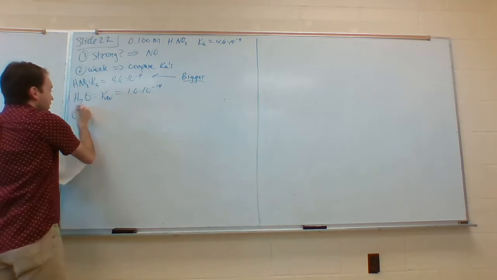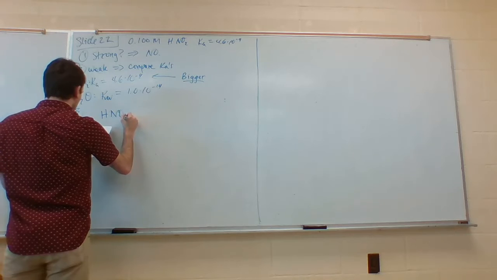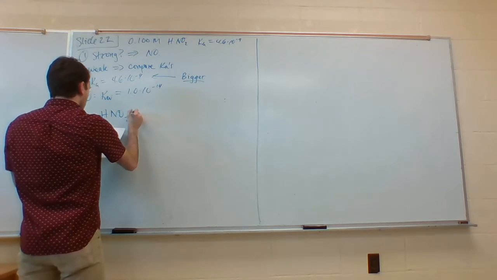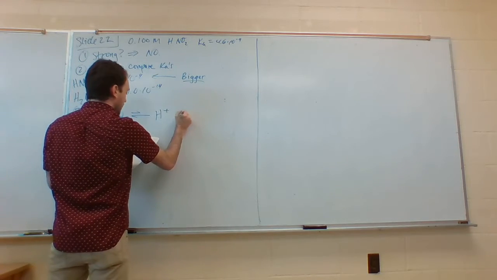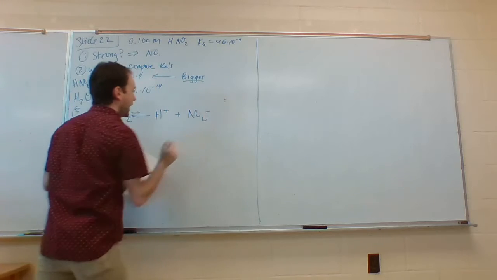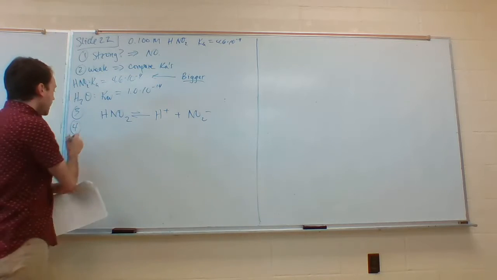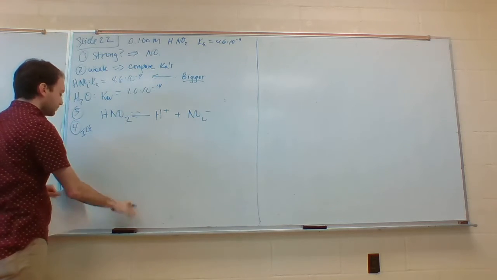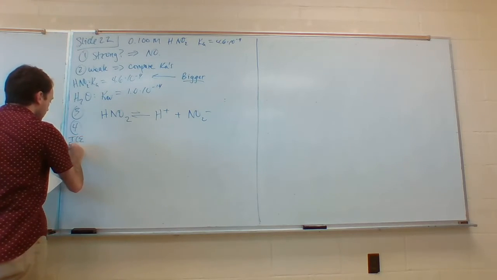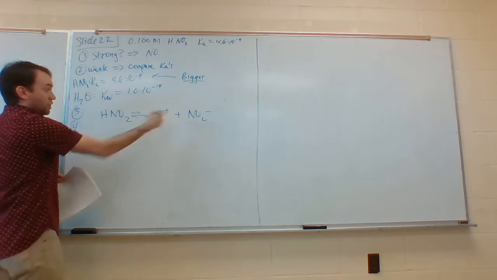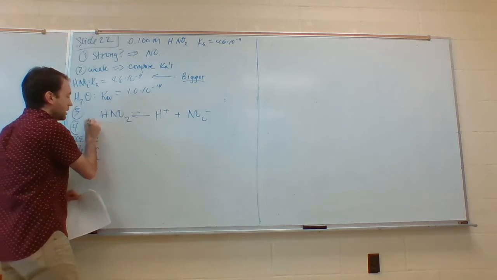So I need to write my reaction. That would be step 3. The reaction for this is HNO2. It dissociates. Remember, it's weak, so the bigger arrow goes to the left. We have H plus and NO2 minus. That's our dissociation. Coincidentally, our very next step is to write our ice table. I'm just going to use that line as our very first one, and I'm going to put I, C, and E here.